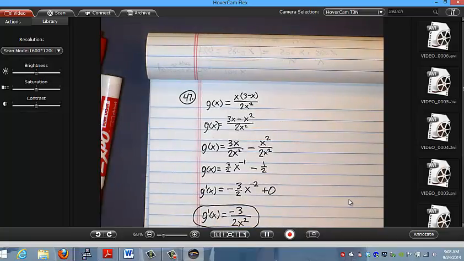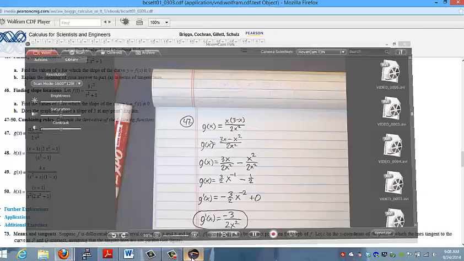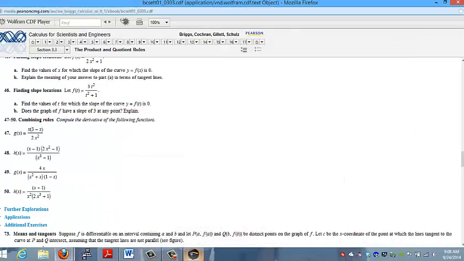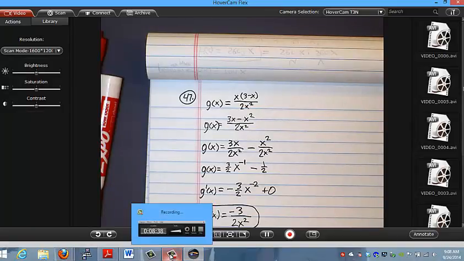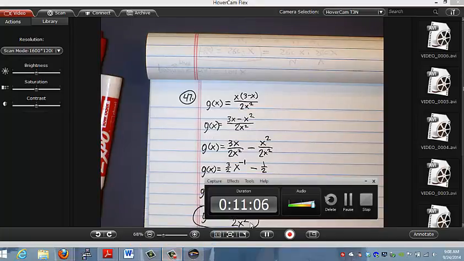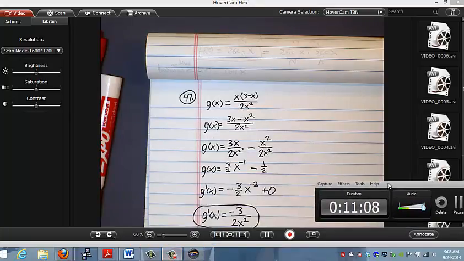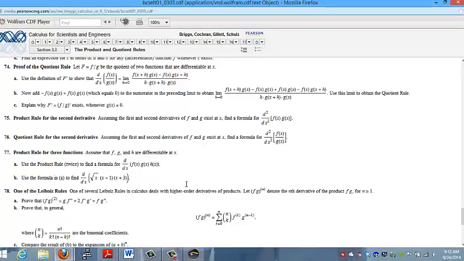Okay. Now, moral of the story? I guess moral of the story is product rules and quotient rules are nice, but if you can simplify first, sometimes you save yourself a lot of work. I'm going to try this 77. Here I go.